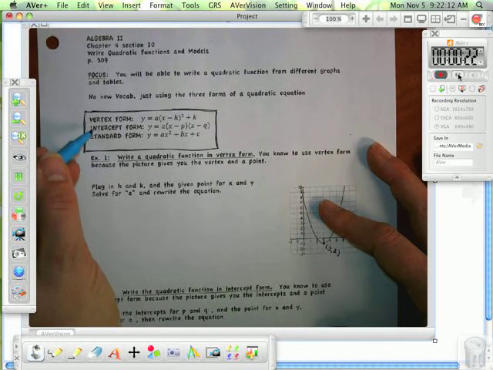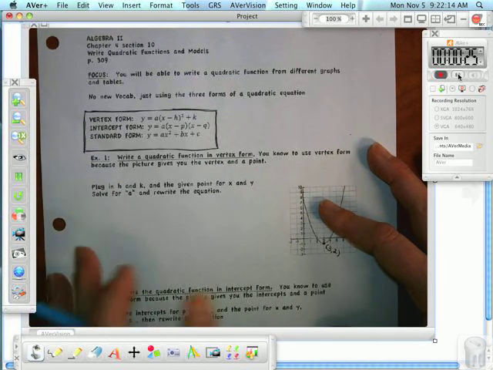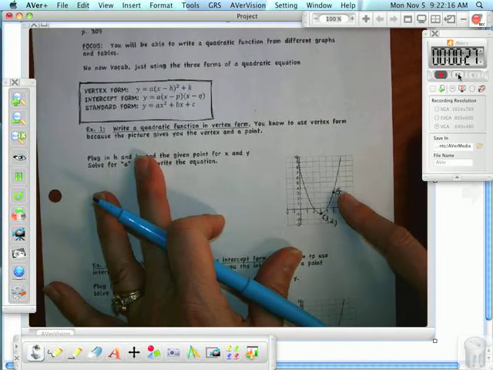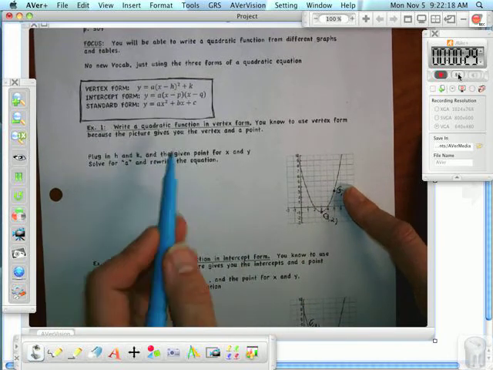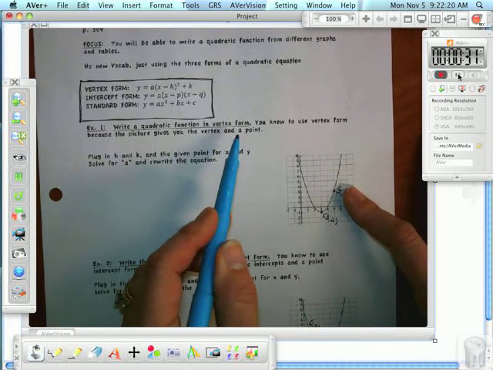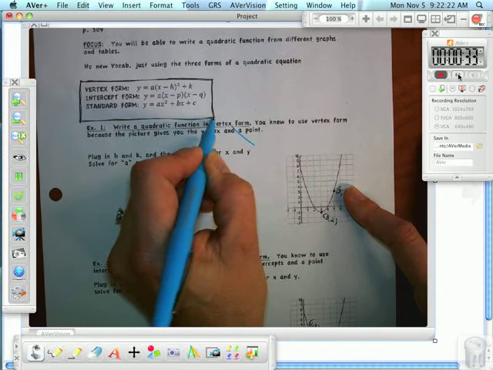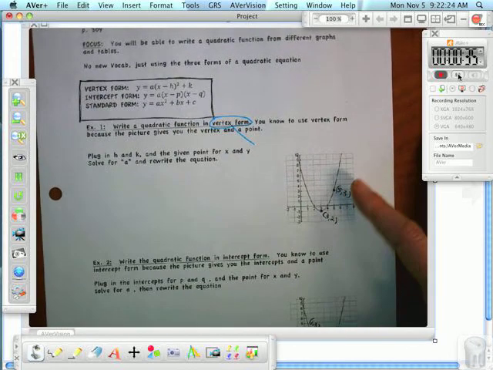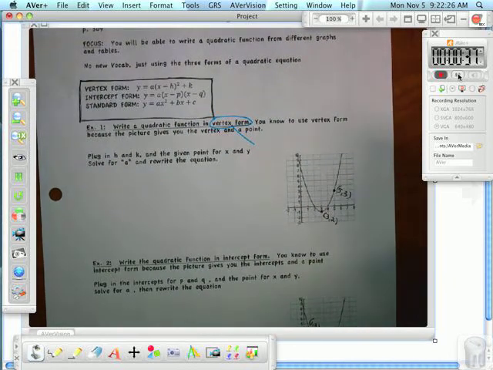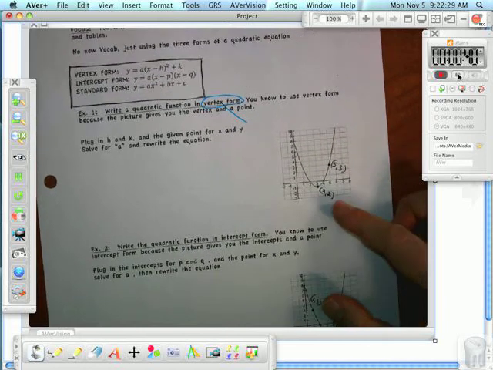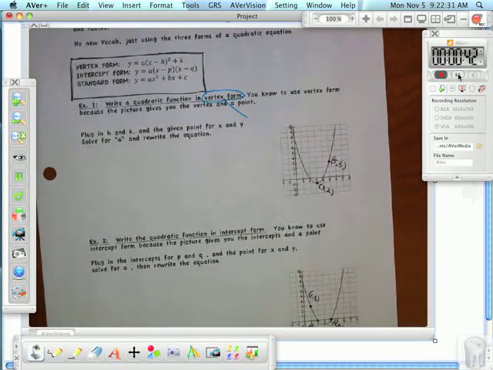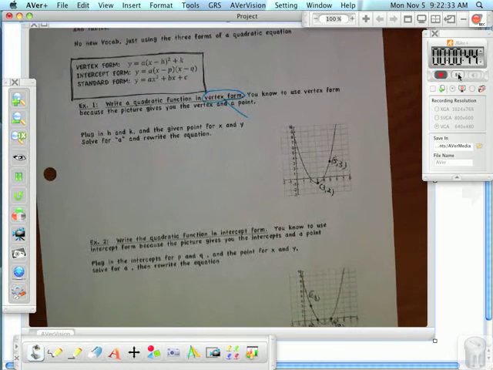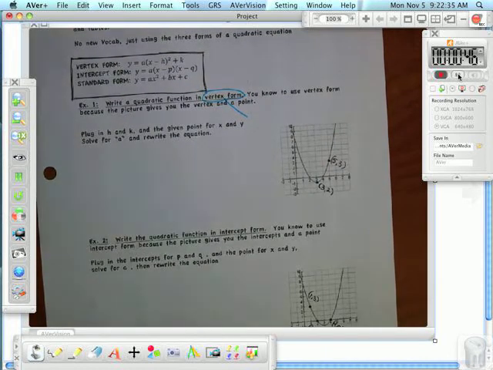Okay, example 1. Write a quadratic function in vertex form. Look, what are they saying here? Write it in what form? Vertex form. You know to use vertex form because the picture gives you the vertex and the point. So if they say write a quadratic function from the graph, look at the graph and ask, what are they giving me? They're giving me a vertex and a point. Look at the forms. What form should I use?